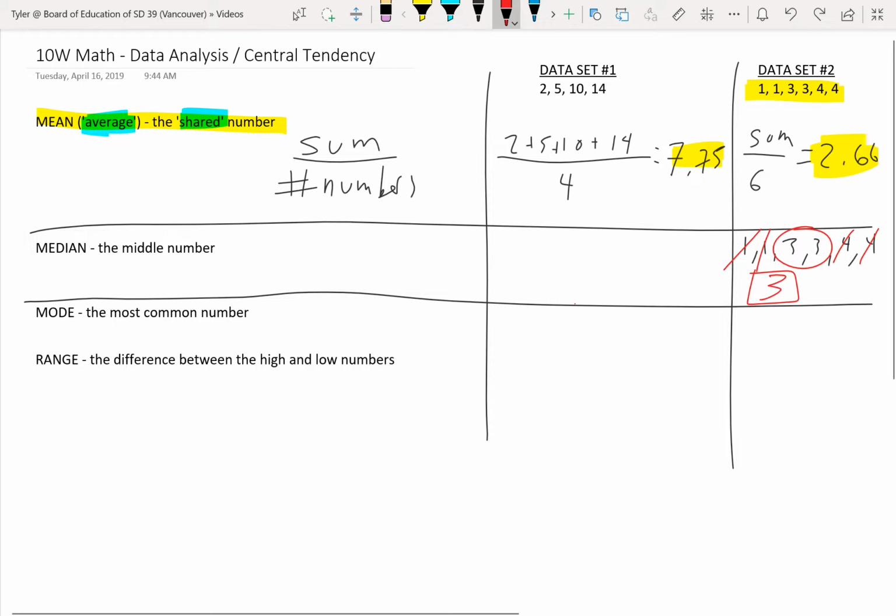Over here, this data set, we had 2, 5, 10, 14. So again, we cross numbers out. We cross out the bottom and the top number, and we have 2 numbers left in the middle. So we find the average of those, which ends up being 7.5.